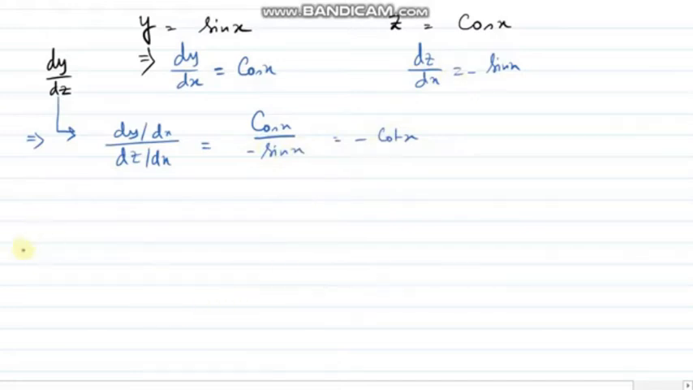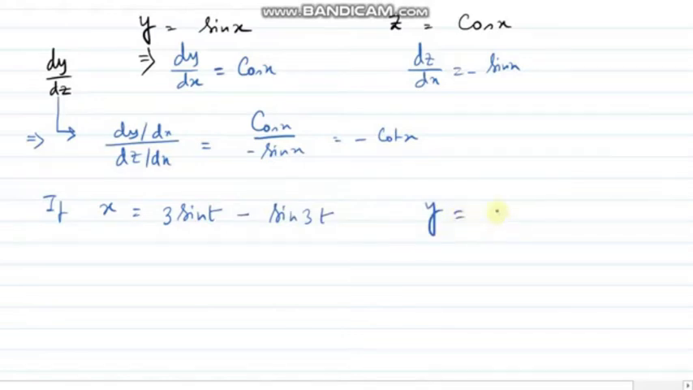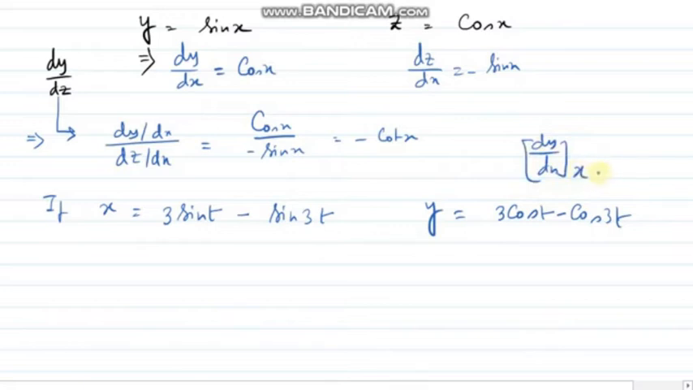So similarly, suppose we have to do one more sum, like if x equals 3 sin t minus sin 3t and y equals 3 cos t minus cos 3t, calculate dy/dx at t equals pi by 3. At t equals pi by 3.